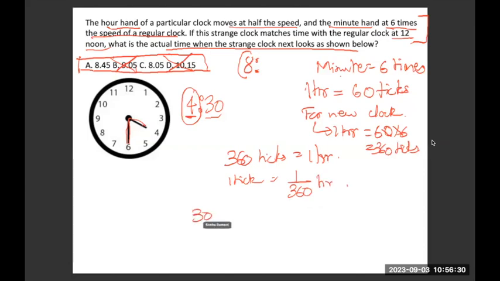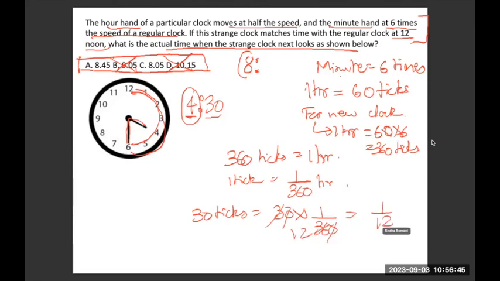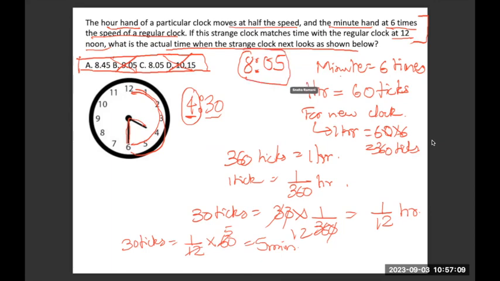So 30 ticks will be 30 into 1 upon 360 hours. Cut it out, this will be 12. So it will be 1 by 12 hour, it's still in hours. I have to convert it into minutes. So 30 ticks is equal to 1 by 12 into 60 minutes, which will be 5 minutes. Hence, it will be 8:05 in the actual time. Hence, C will be the correct answer.